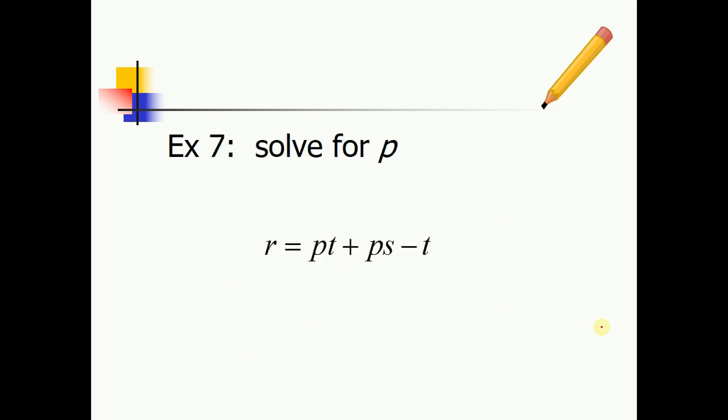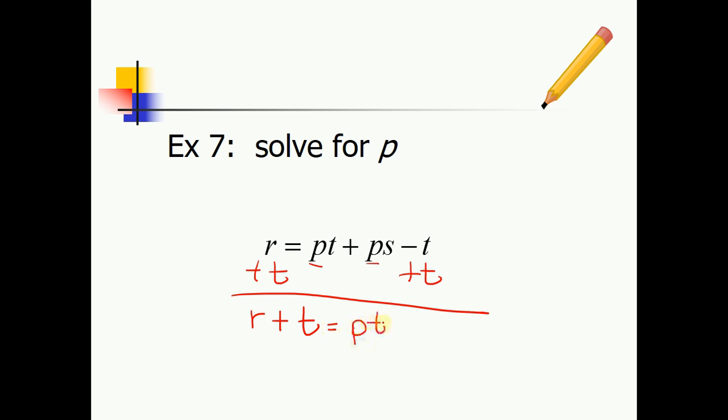Let's try the last problem here. So I have to solve for p. Whoa. There are 2 p's. Okay, let's get further here before we start to freak out that we have double p's. So, very first thing, you see how these both have a p. Let's get this t to the other side. So I'm going to add t. So I have r plus t equals pt plus ps. Now, how on earth can I get only one p in this equation? I have 2 p's. What can I do?